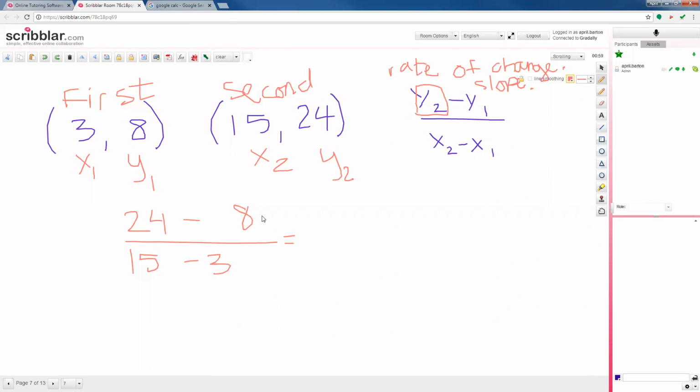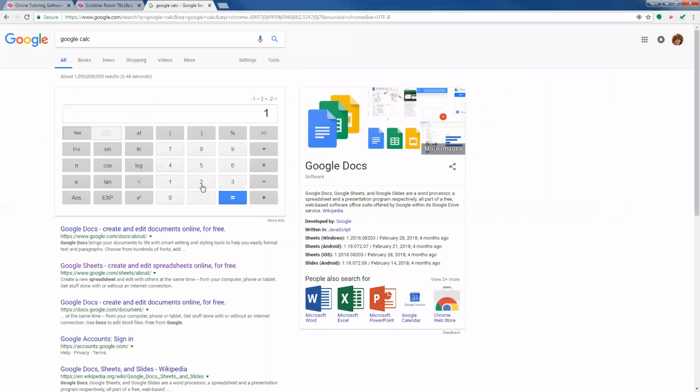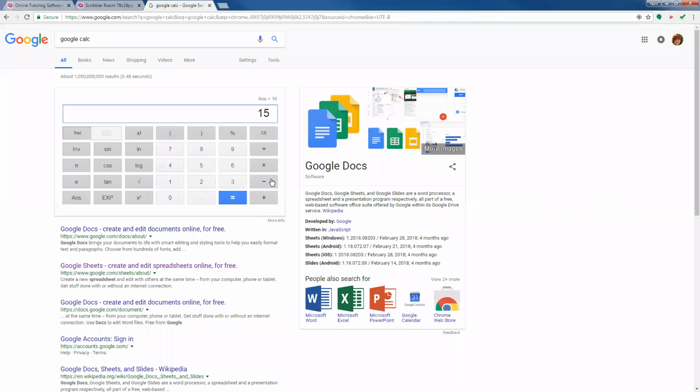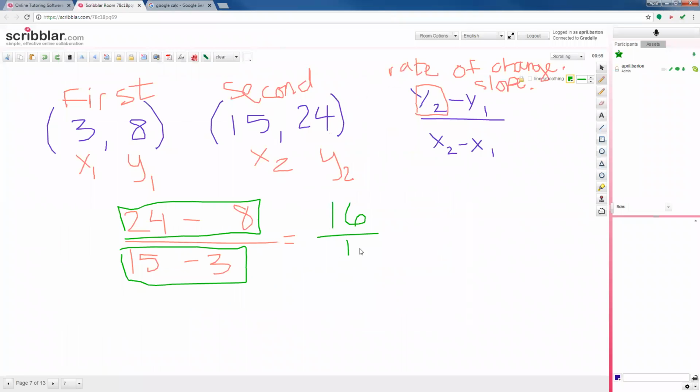Now we actually do that subtraction. So with fractions again, we have that division bar. You have to do everything on the top separately from everything on the bottom, and then worry about the division. So we're going to do the actual subtraction. 24 minus 8. And then the 15 minus 3. And again, use the calculator if you want to. They're super helpful. So then we can worry about the division.